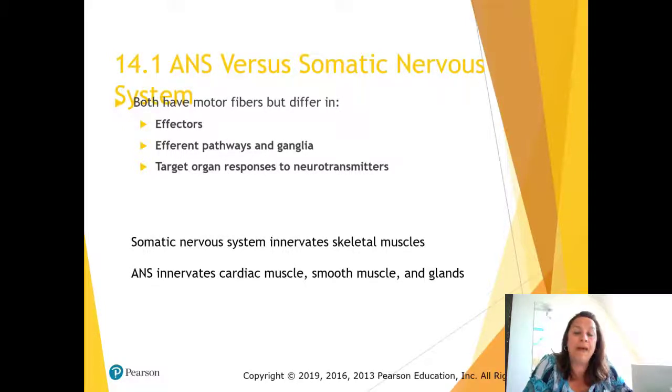So somatic, being voluntary, and autonomic being involuntary. They differ in what they target. Somatic nervous system, muscles; autonomic, glands, smooth muscle, etc. Different pathways and ganglia. So even the pathway that this action potential takes from the central nervous system out to the effector organ is different. And the target organ responds to neurotransmitters in a different way.